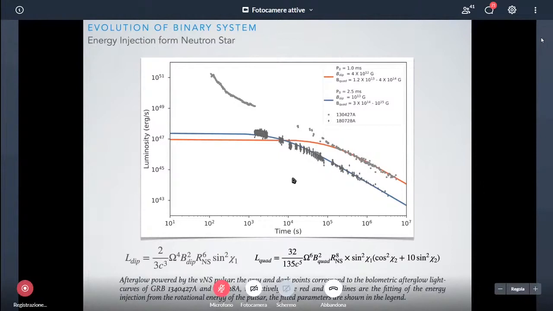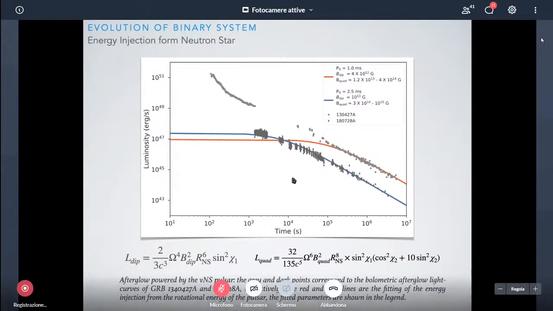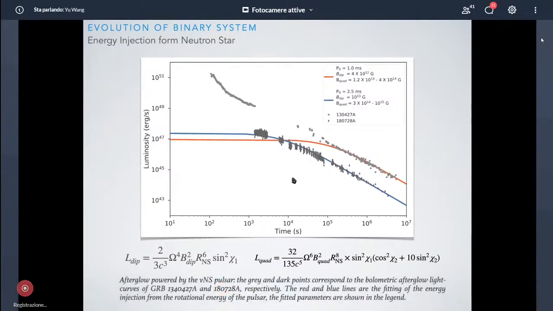Now we enter the late time afterglow, which is long but weak. In our previous paper, we applied the synchrotron model of the mildly relativistic outflow powered by the rotational energy of the new neutron star of GRB 130427A. And here we apply the same method to GRB 180728A. So this slide shows the luminosity light curve of these two GRBs.